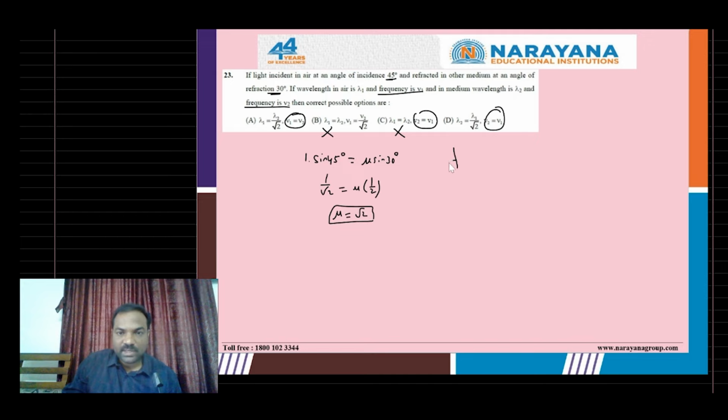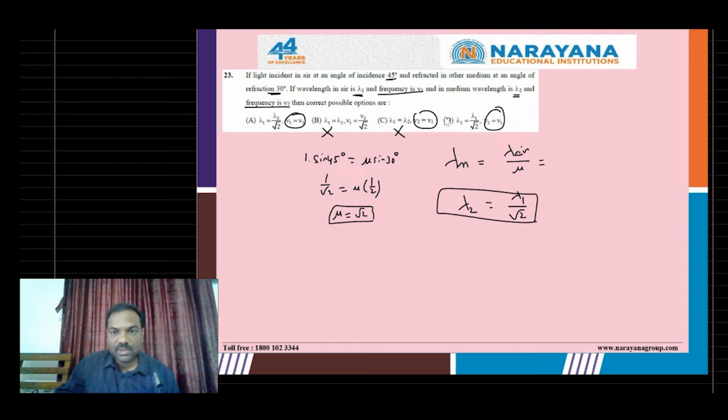Then what is the lambda in a medium? Lambda in a medium we can write as lambda in air by mu, the refractive index. Here lambda in air is lambda 1 and lambda in medium is lambda 2. So lambda 2 is equal to lambda 1 by root 2, and the frequencies are equal. So option D will be correct.